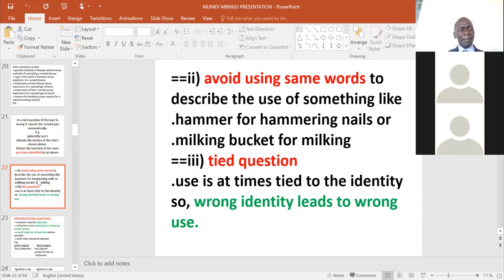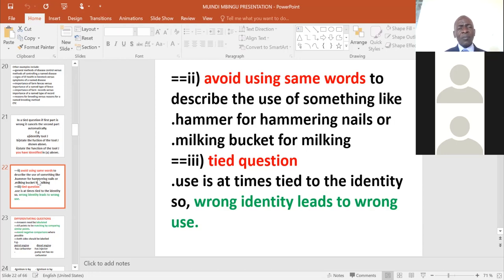Now, in writing your answers, avoid using the same words in the question to describe the use of something like a hammer for hammering nails. There is a substitute. Of course, you would have said something, but for purposes of marking, there is a word that is equivalent to hammering: driving nails into wood. And for that matter, I would like to say you must say into wood. Don't leave it hanging, it would be incomplete.